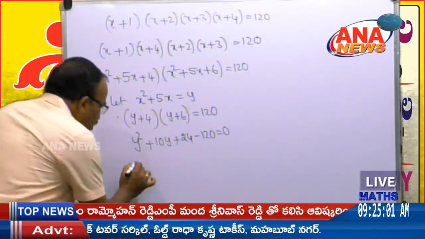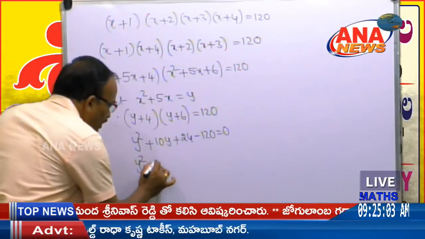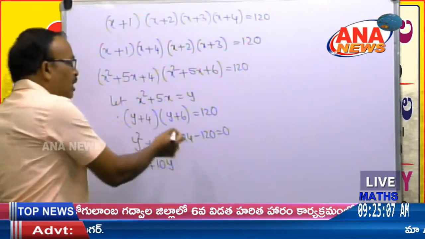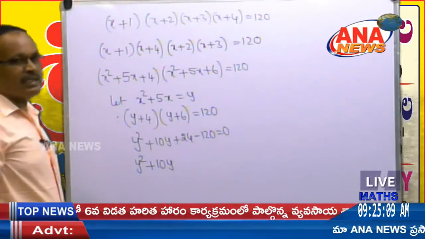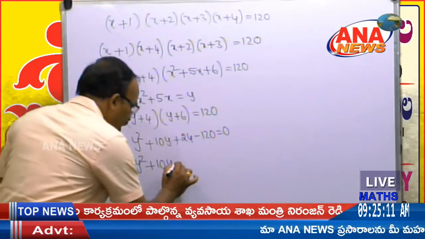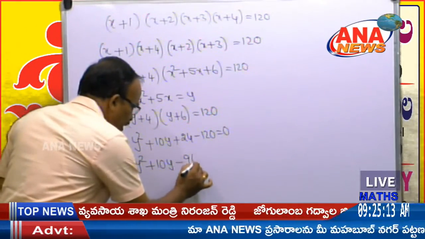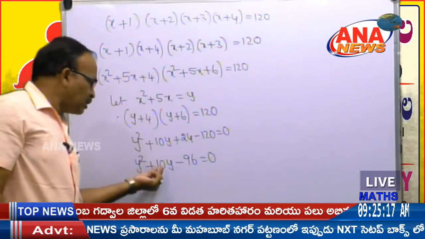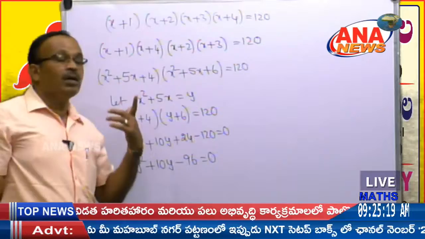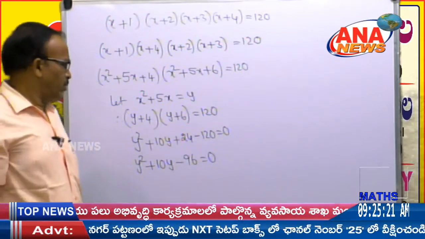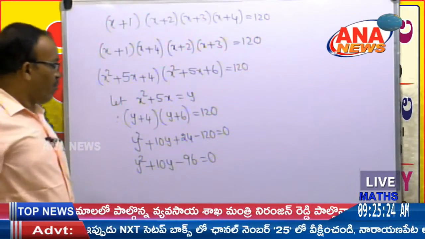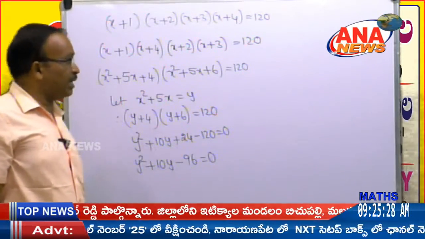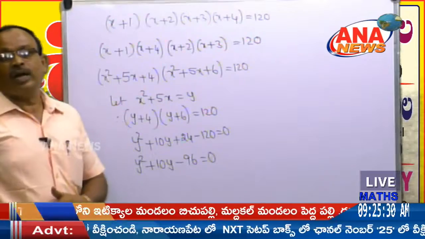So, clearly this is y square plus 10y, and 24 minus 120, that is minus 96, is equal to 0. Sum of roots is 10, product of roots is minus 96. So, find the value. How to find? That is 96 factors. What are the factors of 96?